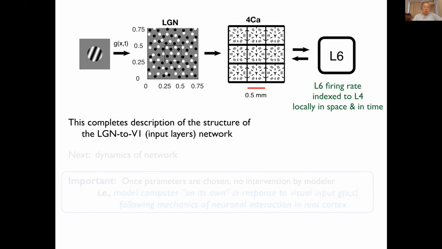This is all that I'm going to tell you about the structure, except that I haven't said anything about layer 6. In the model, the firing rate in layer 6 is indexed to layer 4. So layer 6 is another sheet. Think of it as sitting below layer 4.